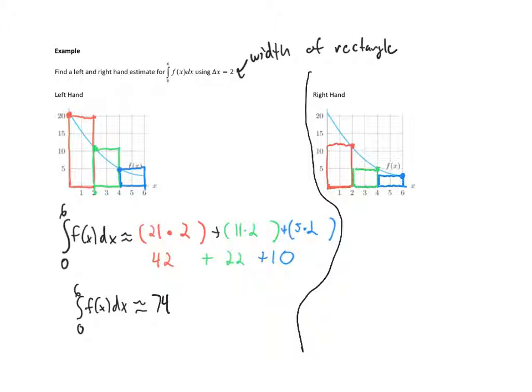And so I would estimate that area. So let's start with the red first. It has a height that looks like maybe about 12 times the width of 2. Then we're going to add the green rectangle, which has a height that looks like about 5 and a width of 2. And the blue rectangle, that looks to me like a height of about 3.